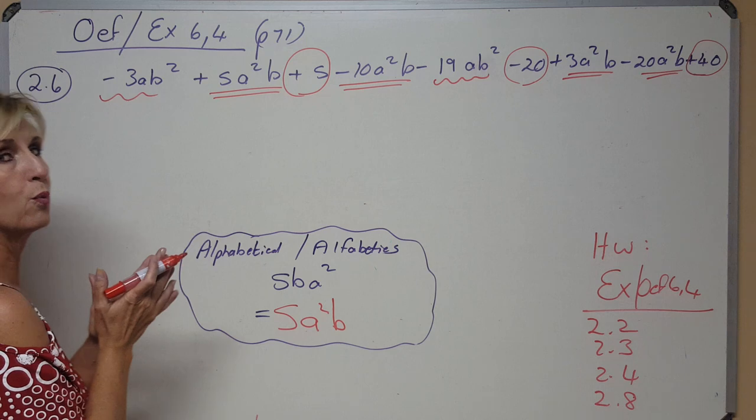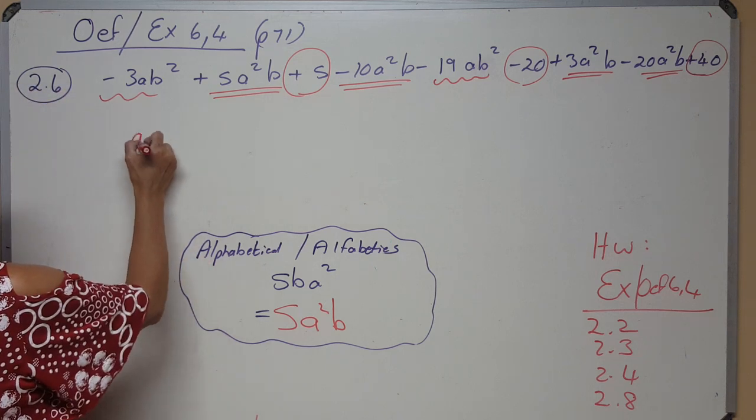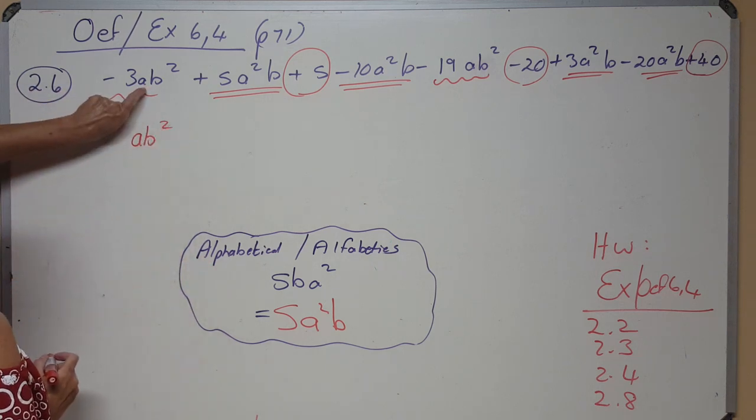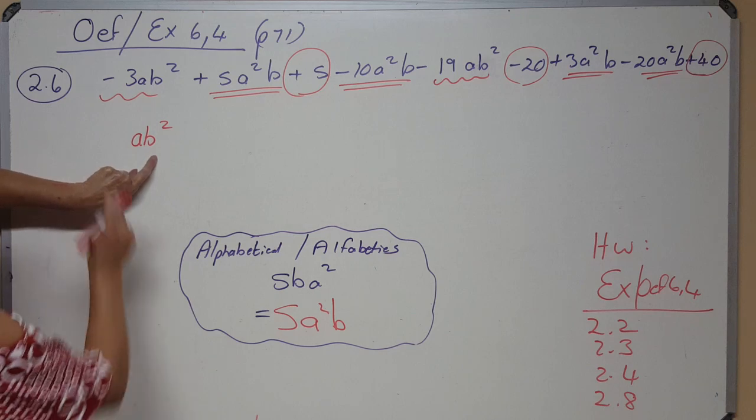So if I add, what do I add? I only add the coefficient. So AB square will be how much?